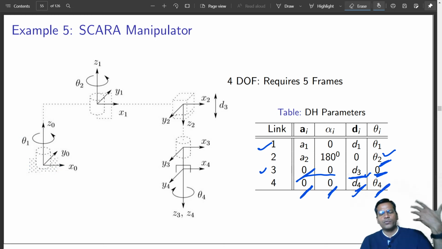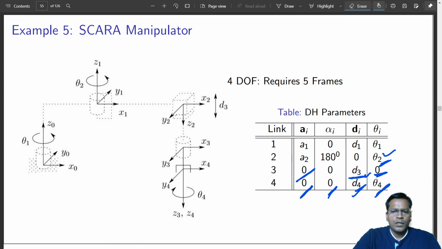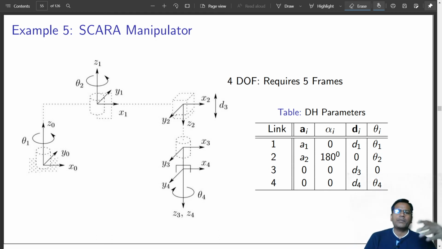There are innumerable ways you can put DH parameters. This is not the only way. DH parameters can be placed in multiple ways, but the end result will be the same if you have placed them correctly. That means placing all the z axes.